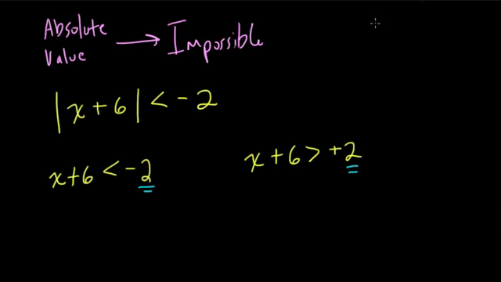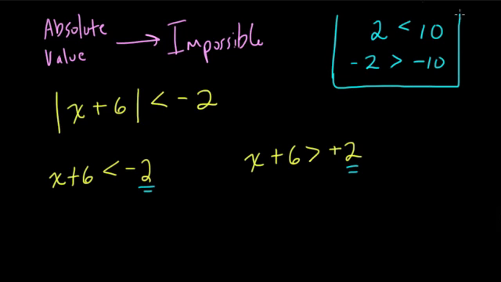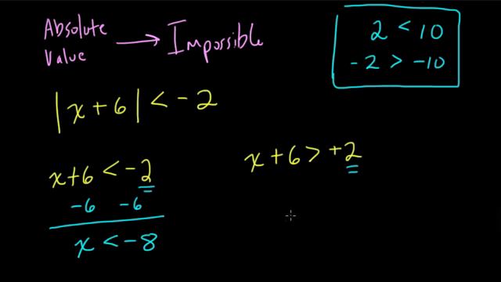This goes back to the idea where if you have something like 2 is less than 10, and then you invert the signs, you get negative 10 and negative 2. Well, now negative 2 is greater than negative 10. And notice I had to reverse the direction of my inequality sign there. That's part of the idea here. We can easily go through it: subtract 6 from both sides and solve for x. We would get x is less than negative 8, and x is greater than negative 4.